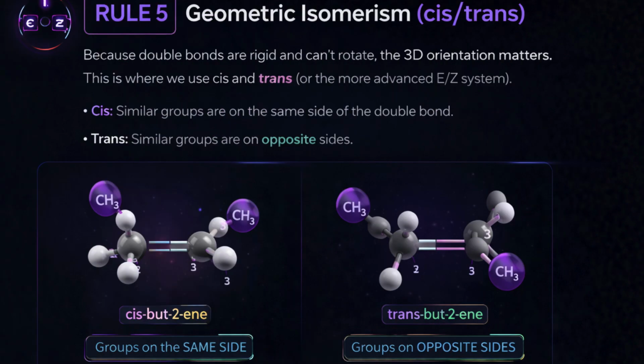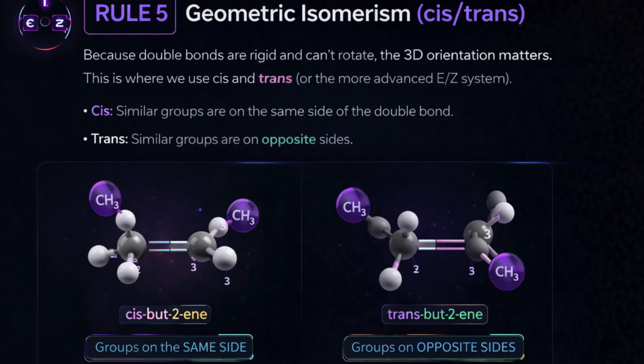Now let's move to Rule 5, geometric isomerism, also known as cis-trans isomerism. This rule is all about understanding how the 3D arrangement of groups around a double bond affects the molecule. First, look at the key idea.